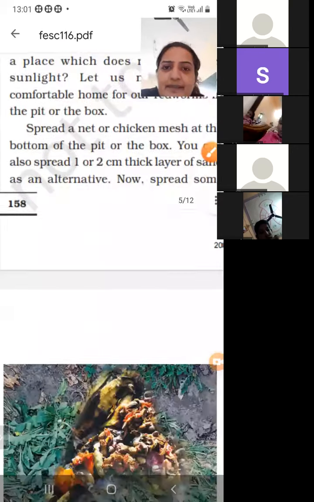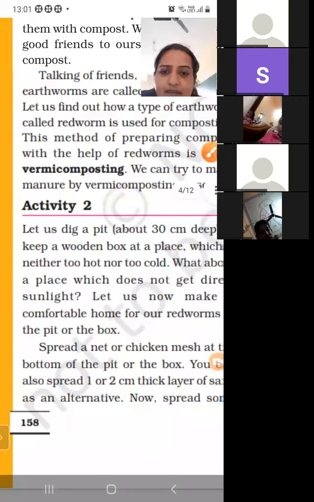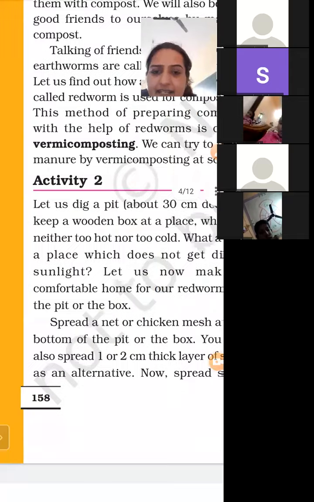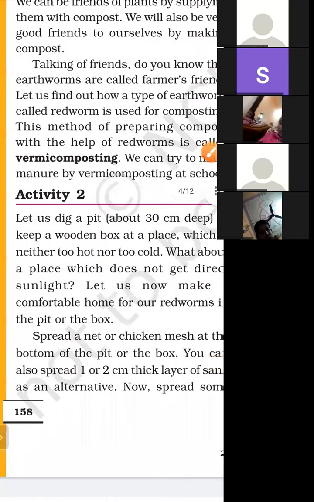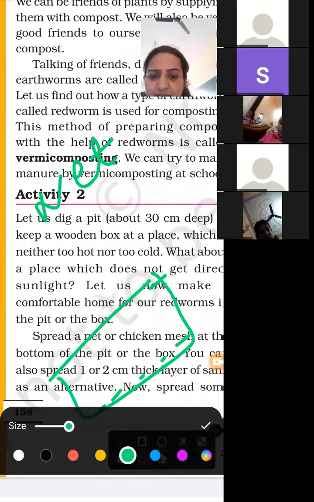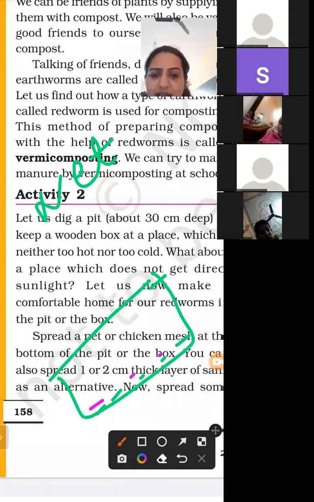Vermicompost, हम कैसे बनाते हैं? Again, I am repeating. Firstly, हमने क्या करना है? एक गड्ढा खोदना है या एक wooden box लेना है. Suppose it is our wooden box, और इसको ज्यादा गर्मी में भी नहीं रखना और ज्यादा ठंड में भी नहीं रखना. और इसके एंड में हमने क्या करना है? इसके एंड पे हमने या तो नेट यूज करनी है. अगर नेट नहीं अवेलेबल तो we can also add sand. सैंड ऐड कर सकते हैं.